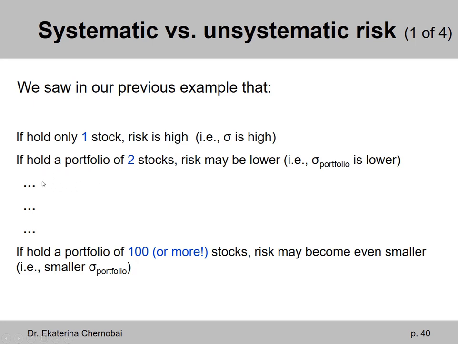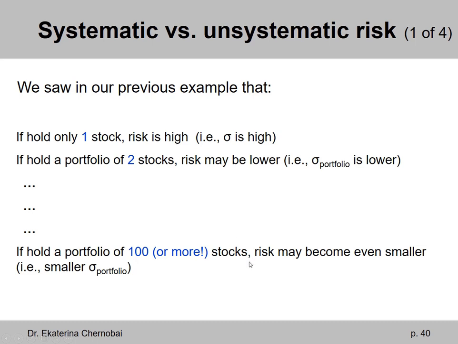And so we can actually keep going like that. We could have an even more complicated problem with three stocks and find a portfolio with such smart weights of the three stocks that would make the portfolio standard deviation even lower. And with four stocks, it can be even lower, right? And so on. Turns out that if you hold a portfolio of, let's say, 100 stocks or even more than 100 stocks, then, of course, as expected, the risk of the overall portfolio may become even smaller.